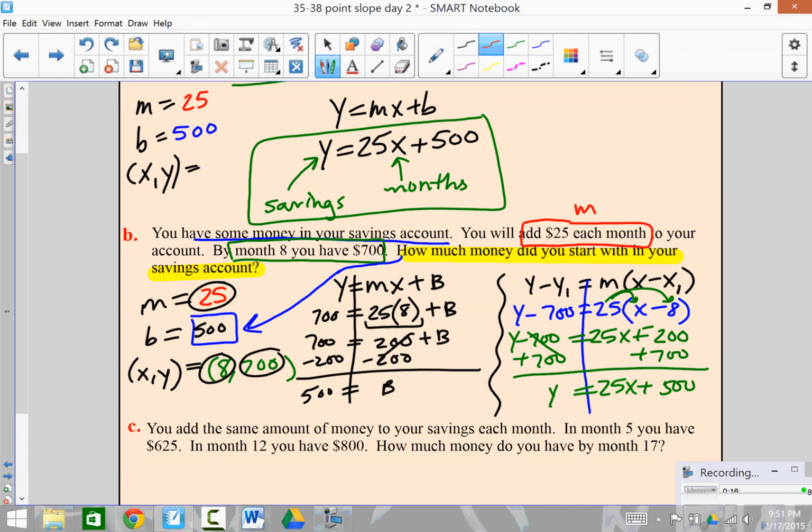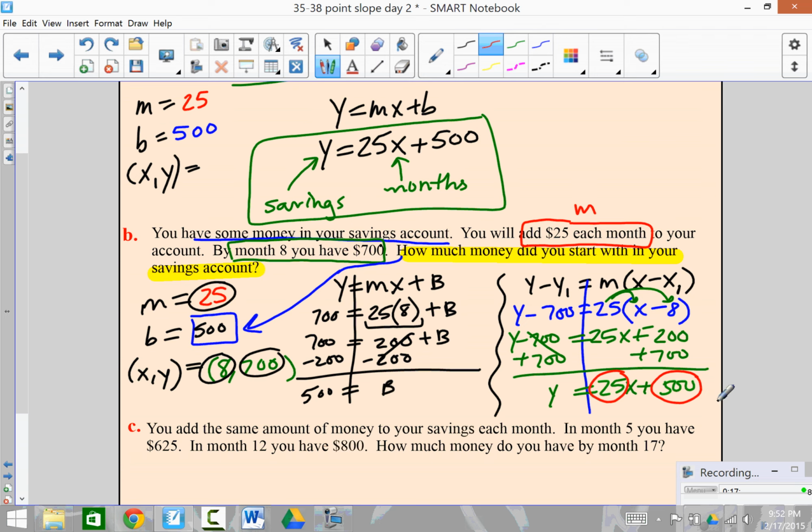Now you need to understand what this equation is telling you. You know that this is your m, that is your rate. We already knew that. You should know that this is your b, y equals mx plus b. This was your beginning amount. That's what we had calculated on this side as well, but we just used a different method to calculate the same exact answer. So in other words, we began with $500 and we're saving $25 a month.